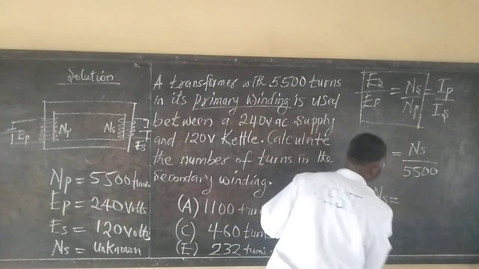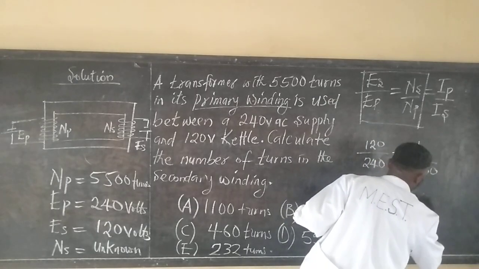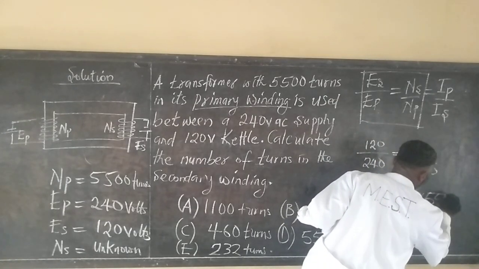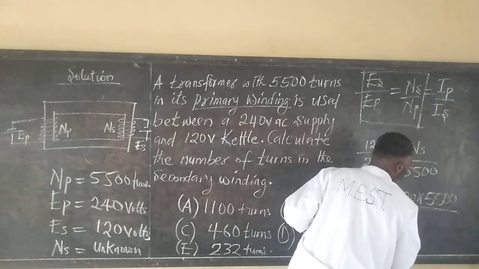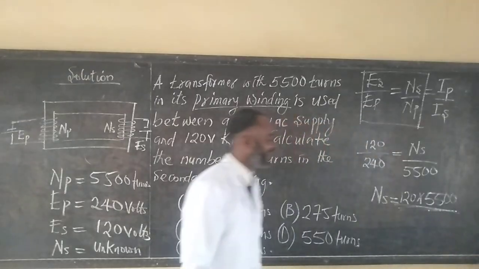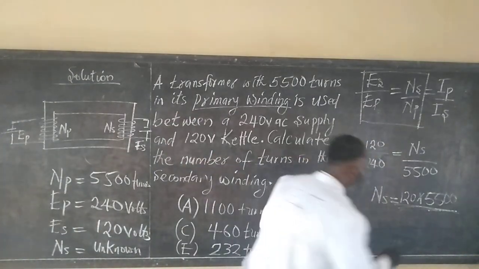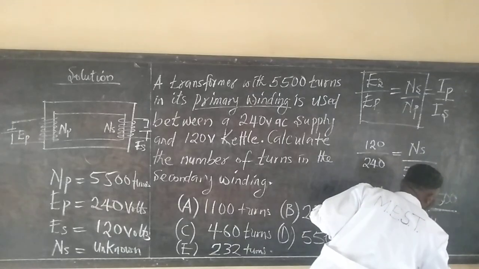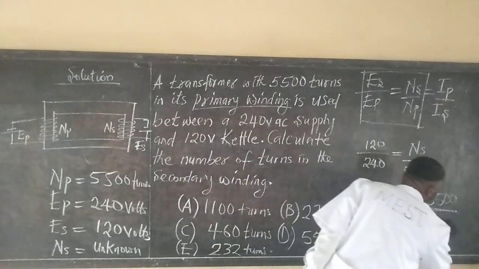NX is equal to 120 times 5,500, all over 240.